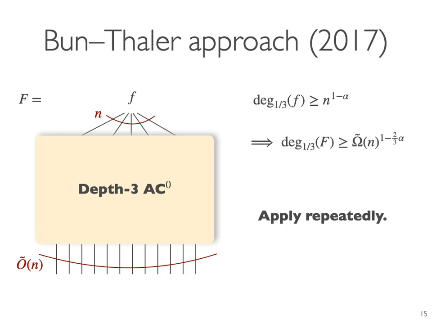By applying this transformation constantly many times, you get an AC0 function with arbitrarily large approximate degree. All right, now let's take a look at what's going on inside this big yellow box, which from now on I'm going to call the hardness amplifier.